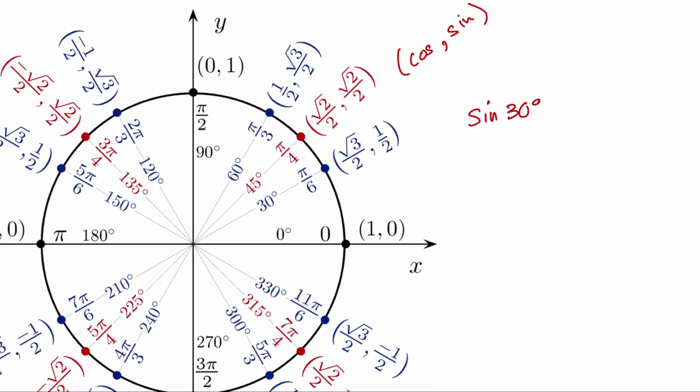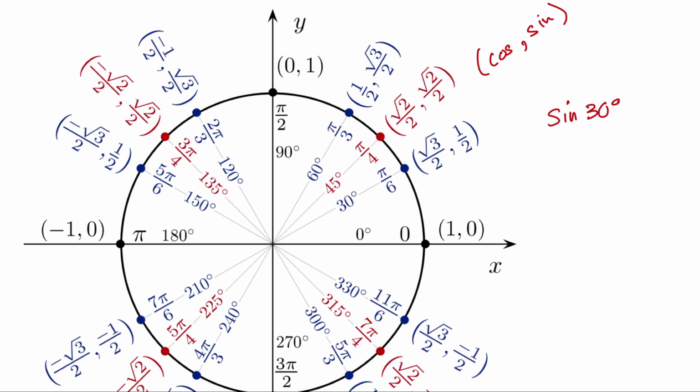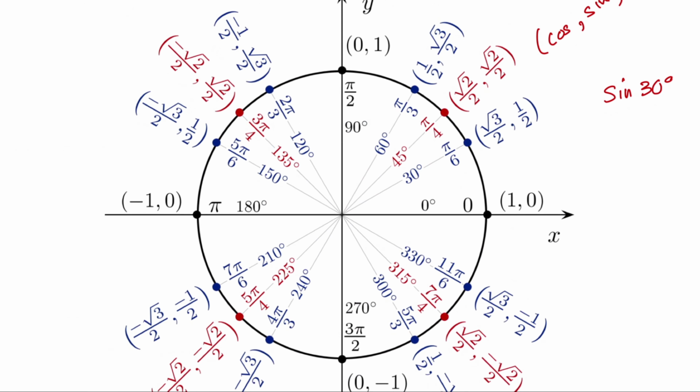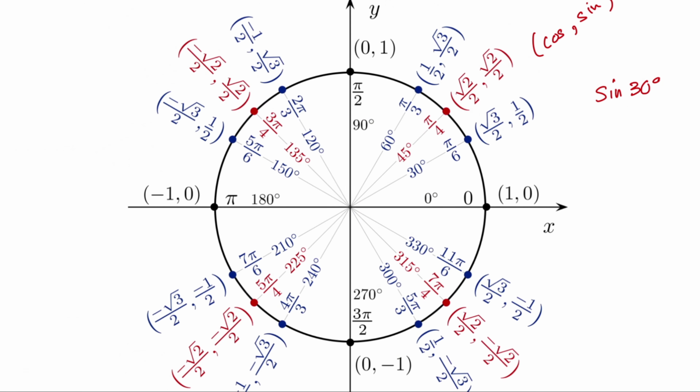That means sine of 45 is the square root of 2 over 2. Sine of 60 is the square root of 3 over 2. Sine of 90 is 1, okay? Sine of 120, you see this theme? It's just all the y values for sine. For cosine, it's all the x values. So the square root of 3 over 2, square root of 2 over 2, 1 over 2, boom, boom, boom, boom, boom.